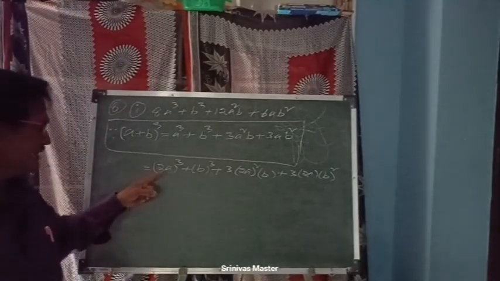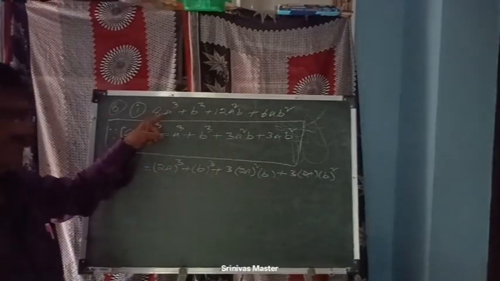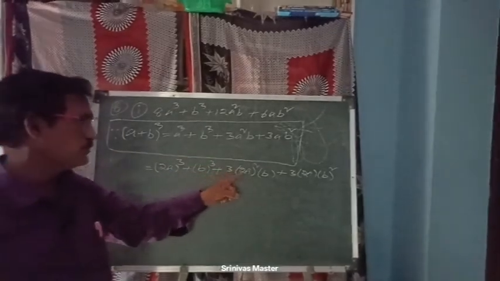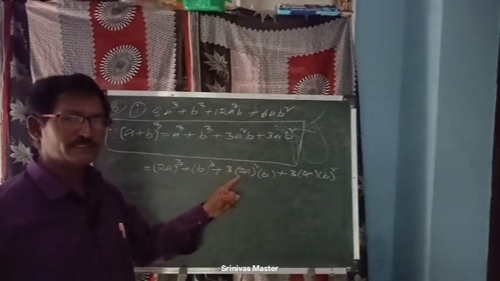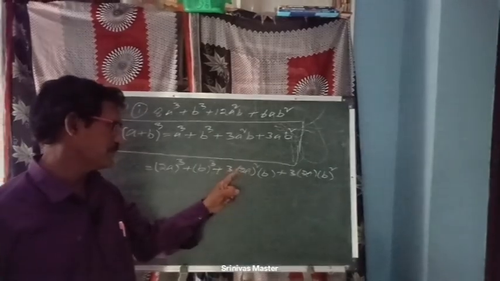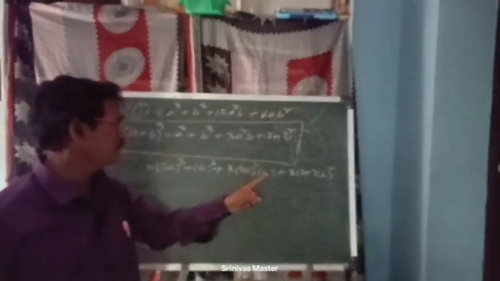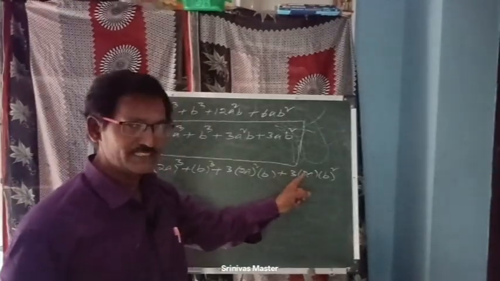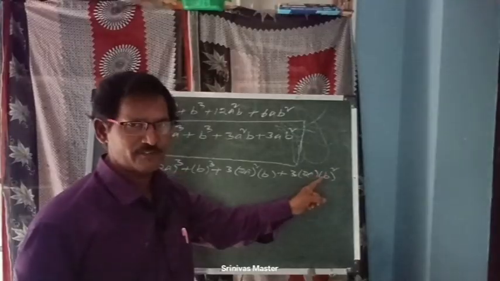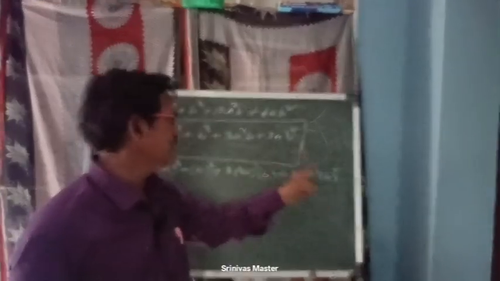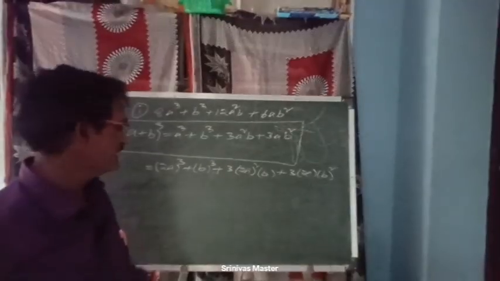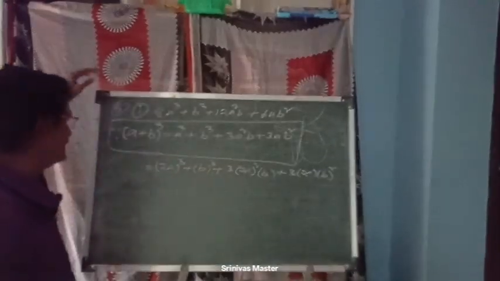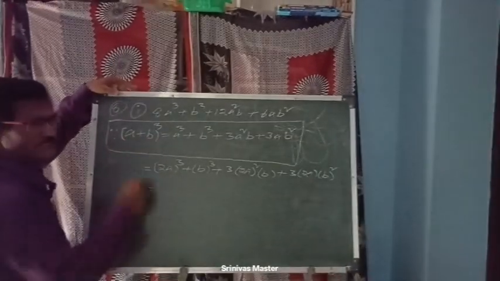Just you see, 2a whole cube is 8a cube, plus b whole cube. B whole cube means b cube, plus 2a whole square. 2a whole square how much, children? 4a square. So multiply, 4 3s are how much? 12. 12a square b, there no? Plus 3 into 2a, 6a, into b whole square means b square only. That means 6a b square. So that it is confirmed, this formula. Okay, so when it is confirmed, then it is equal to a plus b whole cube.